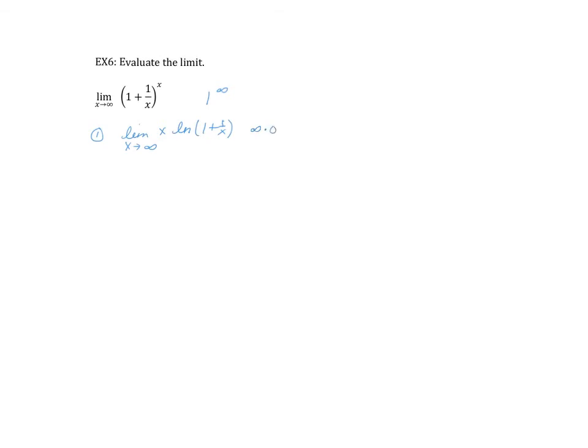I'm going to create a fraction by dropping the x down into the denominator to get the limit as x goes to infinity of natural log of 1 plus 1 over x all over 1 over x. So reevaluating as x goes to infinity, this becomes 0 over 0. And I could use L'Hopital's.